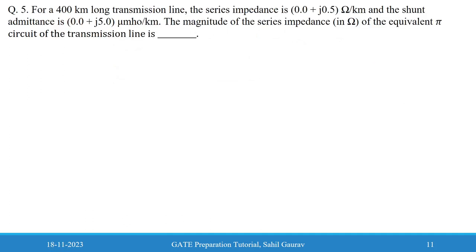Now let us see the next problem. For a 400 kilometer long transmission line, the series impedance is 0.0 plus j0.5 ohm per kilometer, and the shunt admittance is 0.0 plus j5.0 micro mho per kilometer. The magnitude of series impedance in ohm of the equivalent pi circuit of the transmission line is. So by seeing these characteristics of the line, we can say that it is a lossless transmission line, since R is equal to 0 and G is equal to 0.